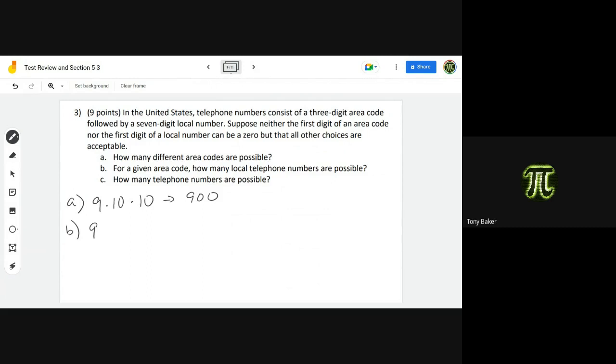The second number can be any number from 0 to 9, so that would be 10. I'm going to have 7 numbers, so I'm going to have this 7 times. That's the first 3 and then the last 4. So I would have 9 million different phone numbers.